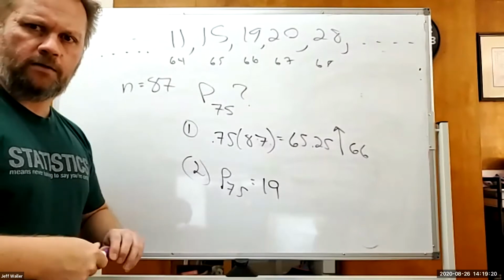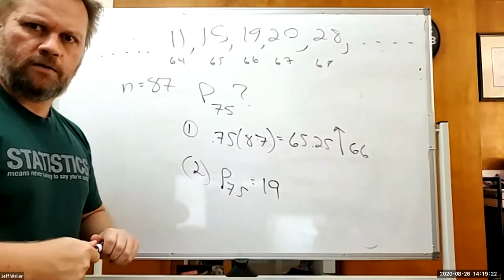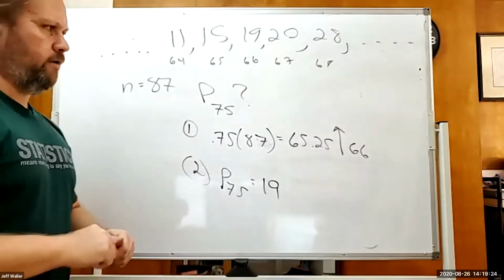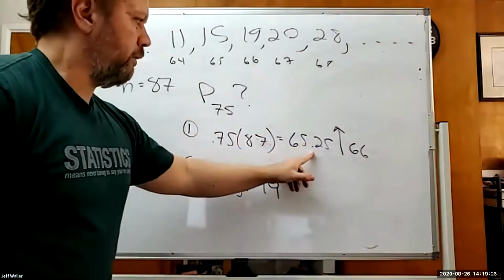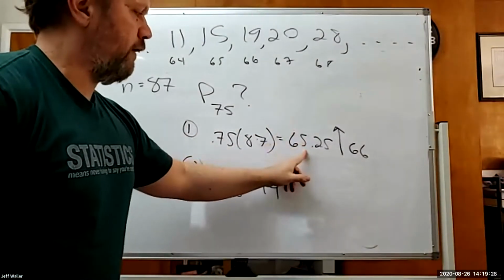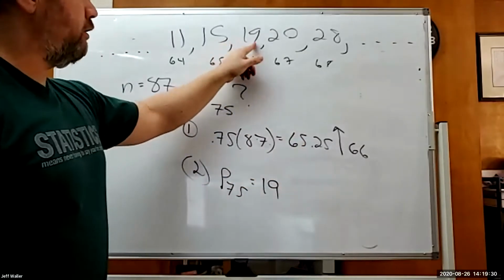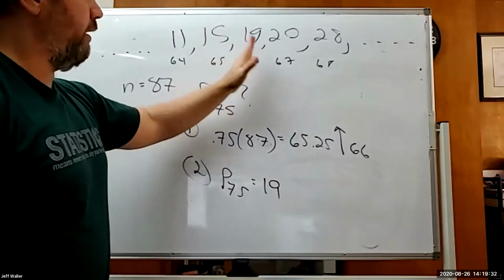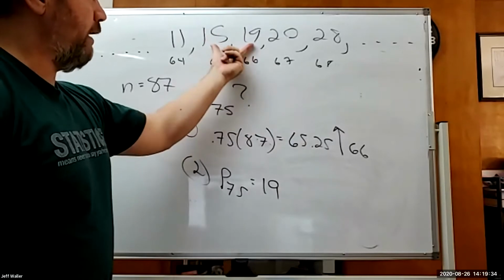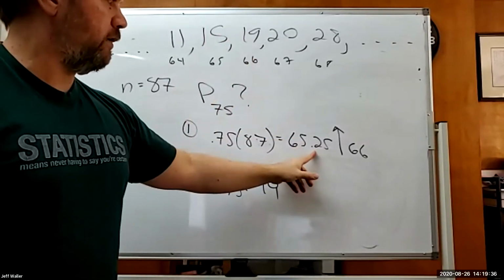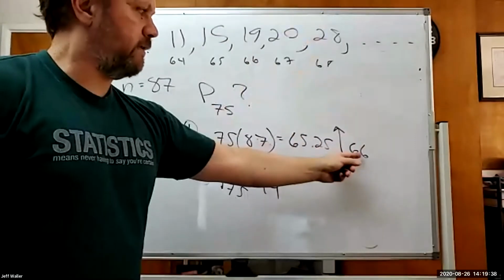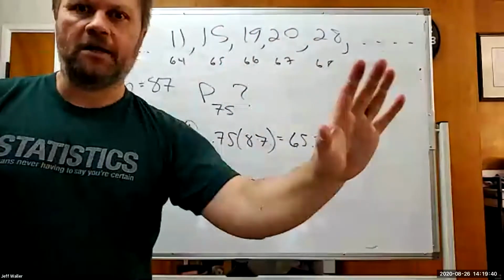Is that better? Yeah, that makes more sense. Thank you. So if this would have come out to be 65, I would have averaged these two, the 65th and the next one. It came out to be 65 point something, make it 66, take that number, done. Next problem.